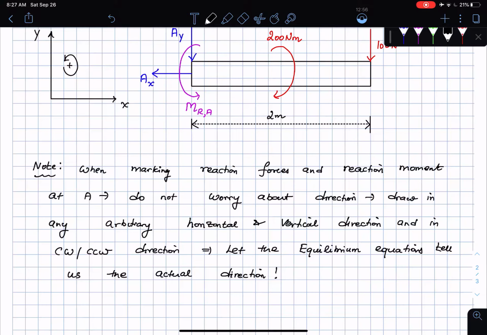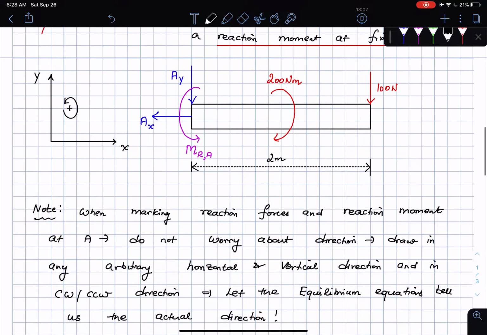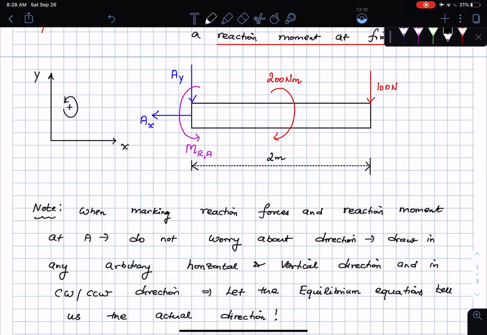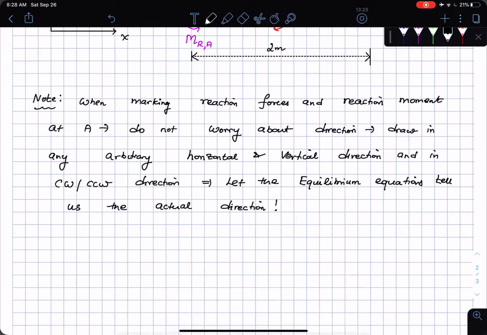Okay, this is very important to understand. So this is the situation here. So then I'm done with the free body diagram. What are the ingredients of a free body diagram? 3 things. First is, do I have all the applied forces acting? Yes, I do. 100 newtons and then 200 newton meters. Do I have all the reaction forces? Yes, I do. AX, AY, and M R suffix A. Okay. And then do I have the dimension? Yes, 2 meters. Okay, so the AX and AY, these are the support reaction forces.